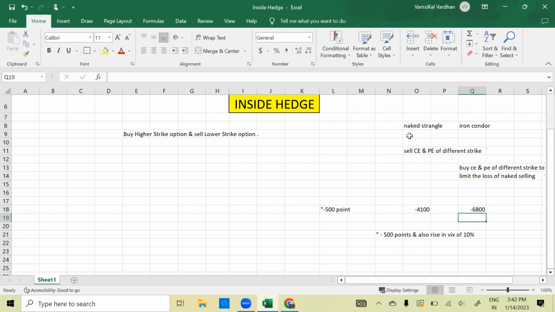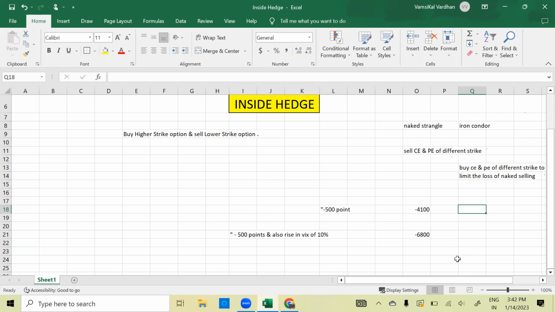So if I do a naked strangle and the market moves minus 500 points, I will be losing minus 4,100 for 3 lots. So I will be losing about 60 points on average in a strangle. In the same way, if VIX also rises by 10%, then I will be losing minus 6,800 rupees. So it's almost minus 7,000, which comes to around 85 to 100 points. Okay, 100 points I will lose.